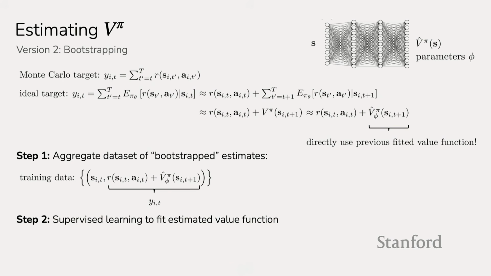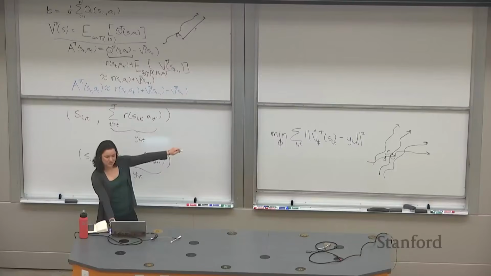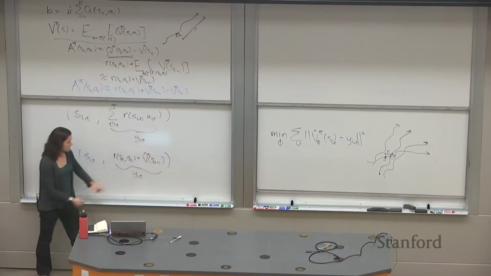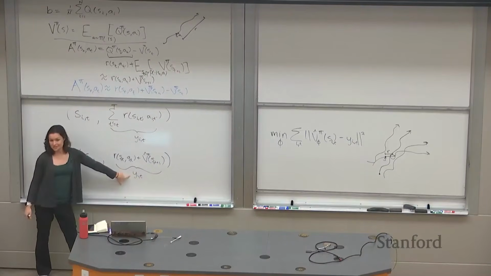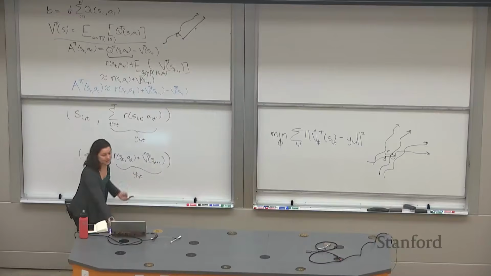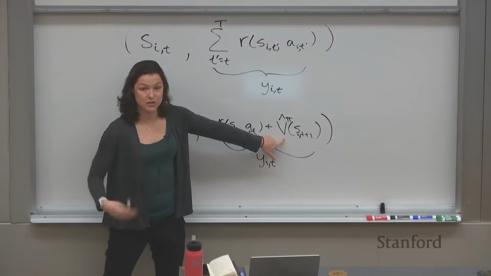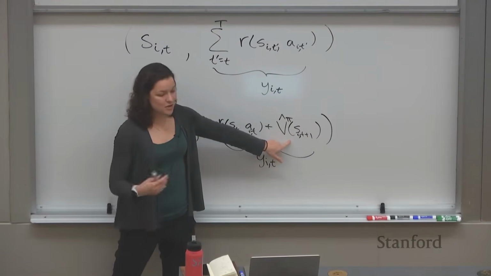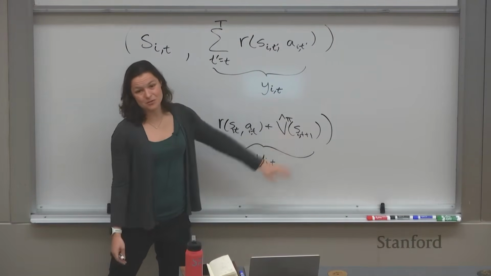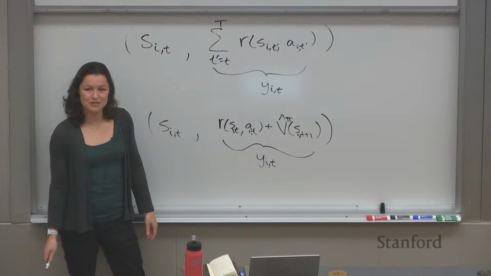We formulate our training data. We're then going to use the same exact objective to fit a value function, just regressing to these targets. We just have different labels in our data set now. And these labels are changing as we run gradient descent on our objective. And so you often will update your labels every single gradient update.